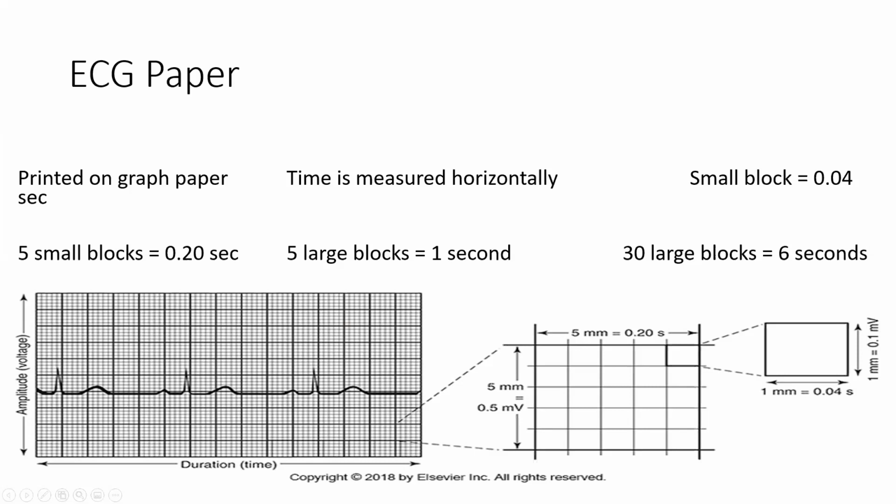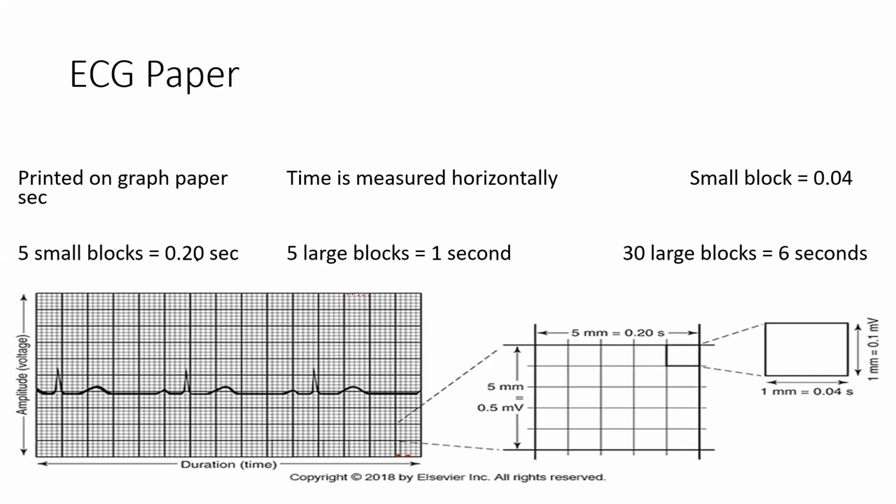Let's see if I can annotate here. This right here is one small block. One small block right there. Everybody see that? I hope you can. Five small blocks are 0.2 seconds. So this is 1, 2, 3, 4, 5, or 0.2 seconds. All I did was I took the small block time of 0.04, multiplied it times 5 because there's 5 in each large block, and you get 0.20 seconds.